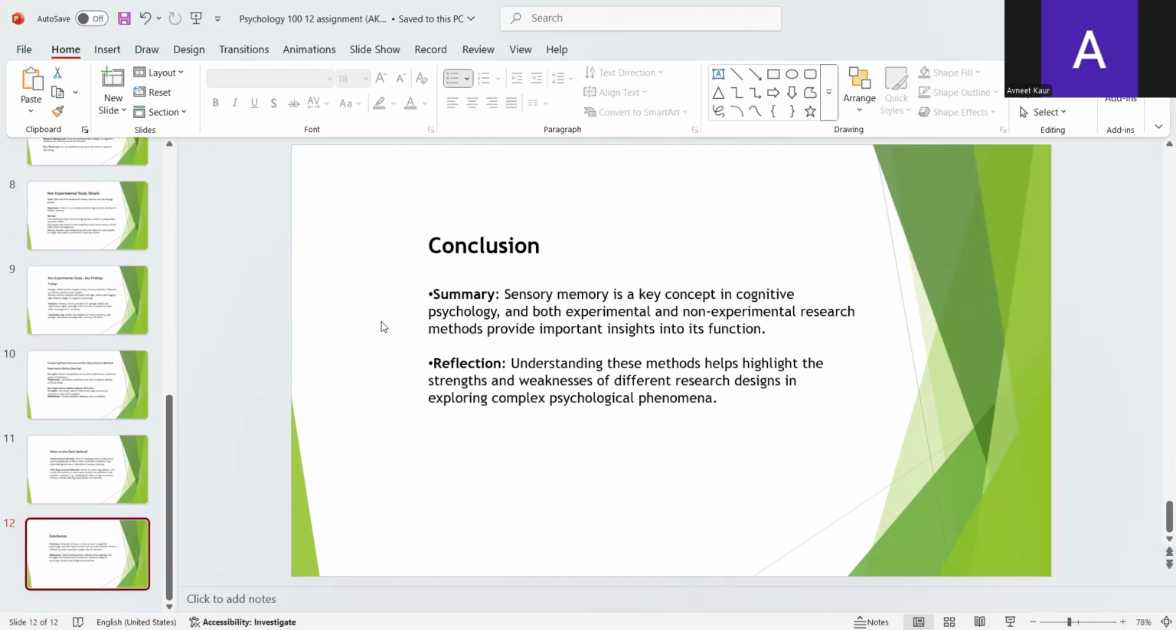Lastly, in conclusion, sensory memory is a key concept in cognitive psychology, and both experimental and non-experimental research methods provide important insights into its function. The reflection is that understanding these methods can be helpful to highlight the strengths and weaknesses of different research designs in exploring complex psychological phenomena.